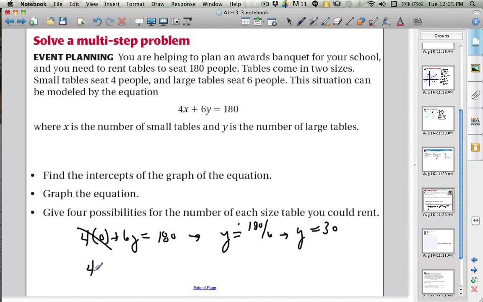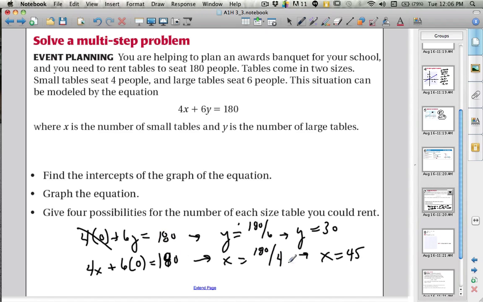Equally, if I want to find the x-intercept, I set y to be equal to 0, so 4x equals 180. So x will be equal to 180 divided by 4. Well, 180 divided by 2 is 90. 90 divided by 2 is 45. So x would be equal to 45.